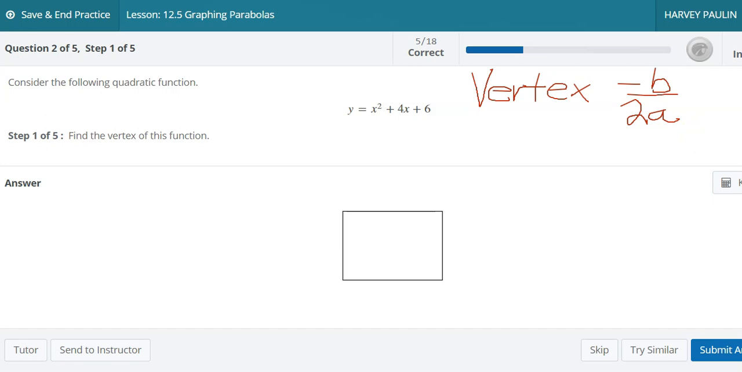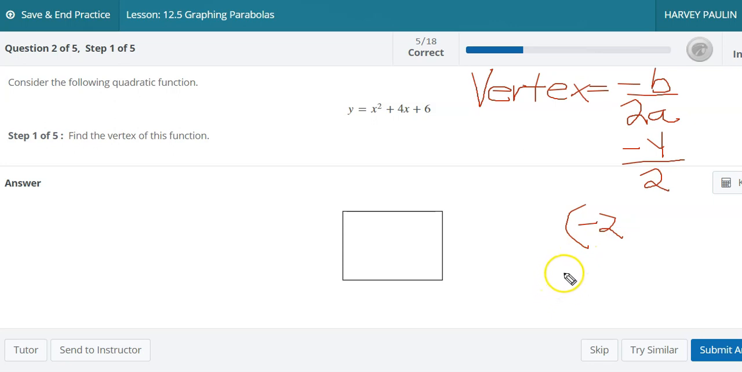So first they want us to find the vertex. So our vertex formula is negative b over 2a. And you should write that down again. So what is our b value here? 4. So that will be negative 4 over 2a. A is 1, so that would be 2. So our x value here is going to be negative 2.